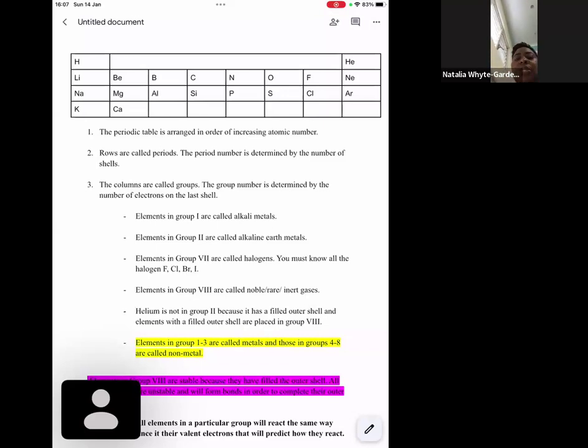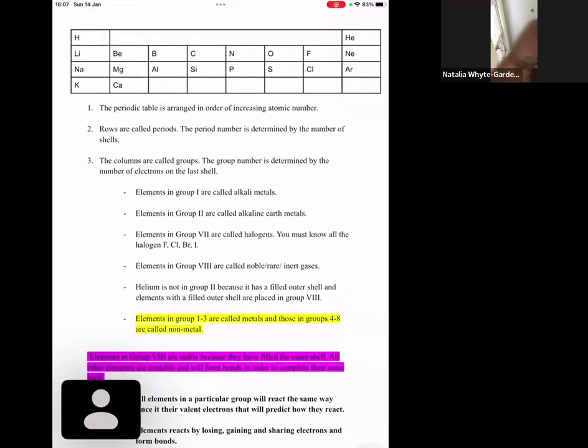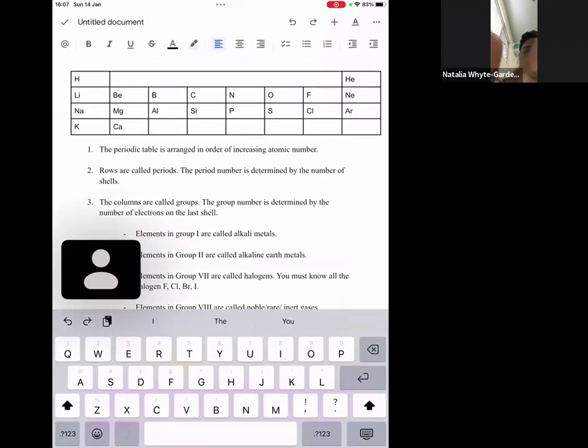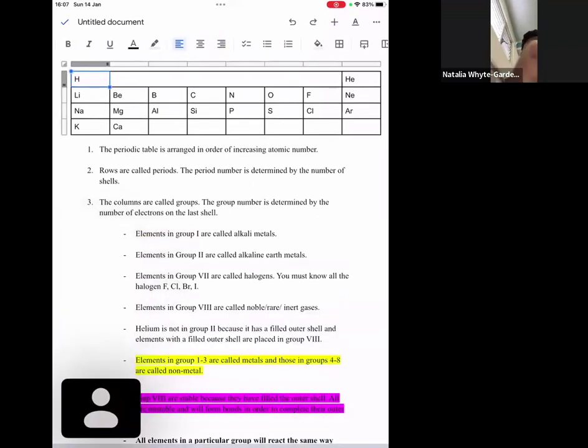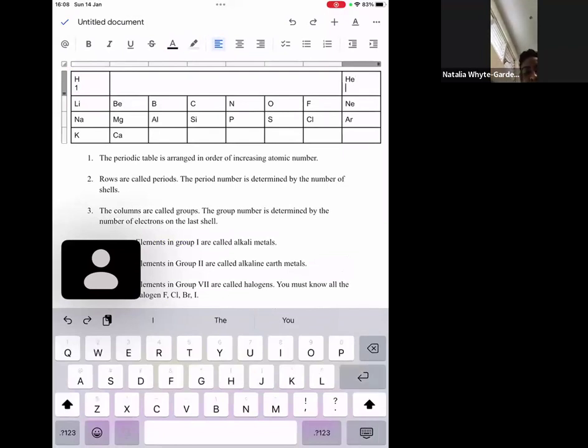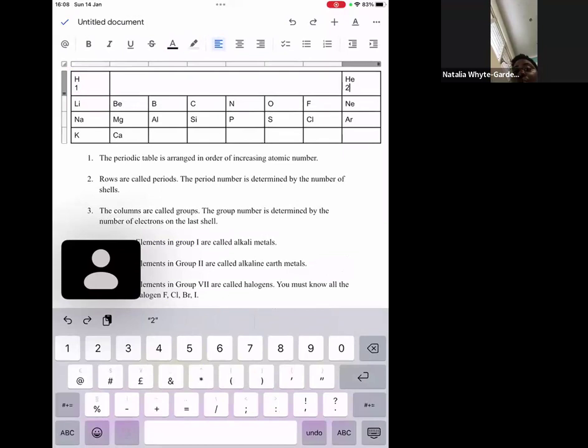So the periodic table is arranged in order of increasing atomic number. So we move from element 1, 2, 3, 4, 5, 6, 7, 8. The atomic number indicates to us the number of electrons. So we're going to track the number of electrons now. So here, hydrogen would be element number 1. So it has an electronic configuration of 1. Now, helium is element number 2. It has an electronic configuration of 2. So what we're putting in is the electronic configuration.